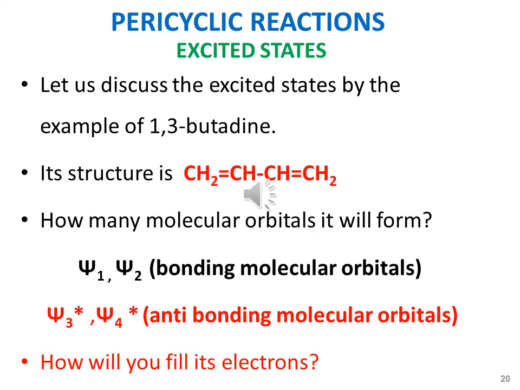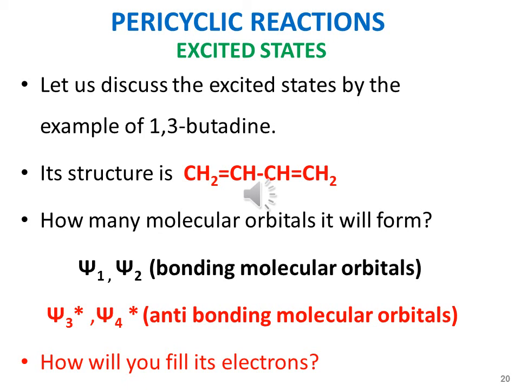Now let us discuss the excited states by the example of 1,3-butadiene. The structure of 1,3-butadiene is shown in the red color. How many molecular orbitals will it form? Since 4 atomic orbitals are overlapping, 4 molecular orbitals will be formed. Psi1 and psi2 will be the bonding molecular orbitals, whereas psi3 and psi4 will be the antibonding molecular orbitals.